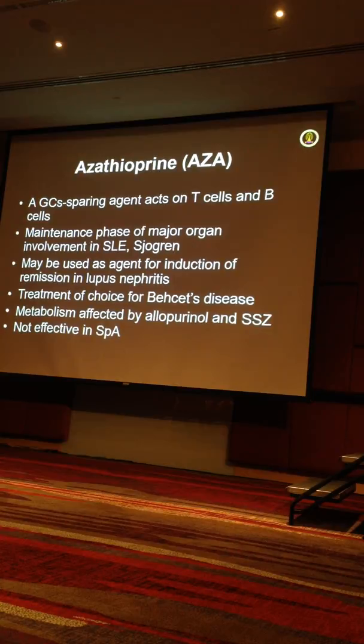Azathioprine is another agent that can be used as a glucocorticoid sparing agent, and it can be used in the maintenance phase for lupus nephritis or other major organ involvement in lupus and Sjogren. The treatment of choice for Behçet's disease includes azathioprine in the regimen. But azathioprine shares the same metabolism with allopurinol and sulfasalazine, so when you give these together with azathioprine, it will enhance the toxicity, especially myelosuppression. And it doesn't work in spondyloarthritis.